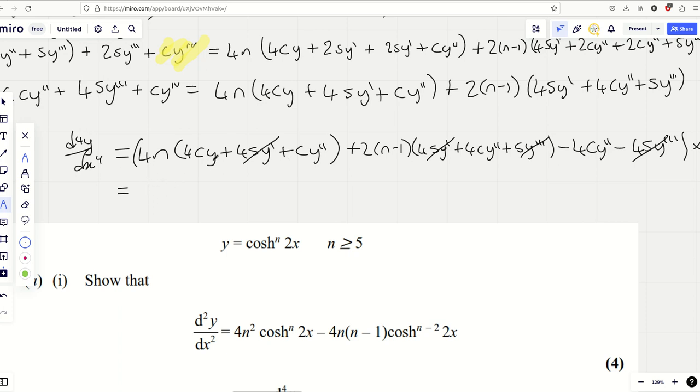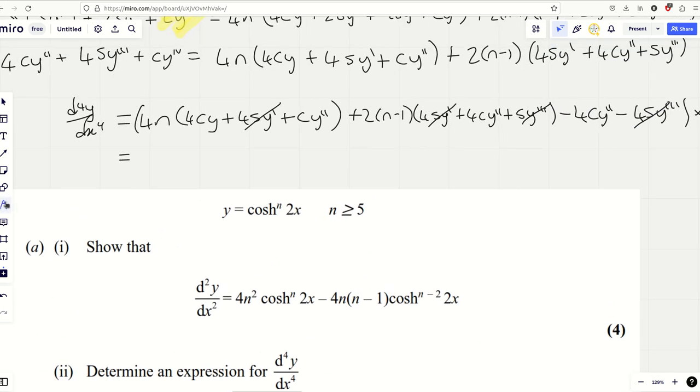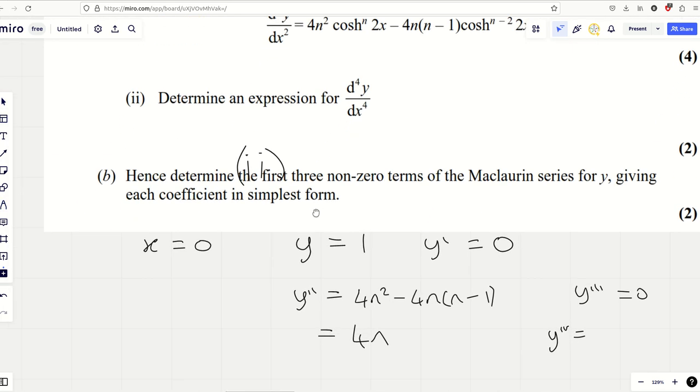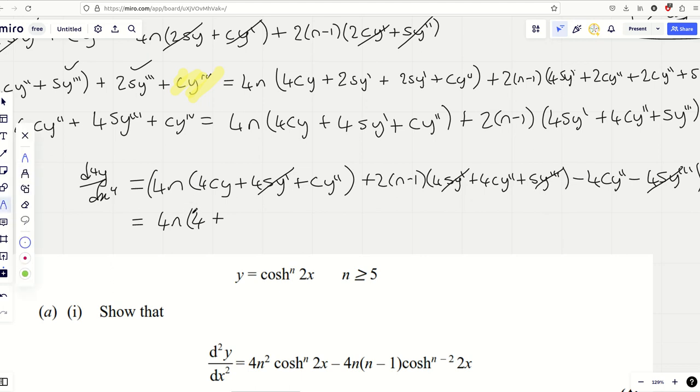This is going to be, now I said y, now what was it? What is y? Y is 1, yeah? So this is going to give you, and c is 1. So you're going to end up with 4n times by 4 plus, now that's cy double dash, and that's 4n, yeah? So that's going to be 4 plus 4n.